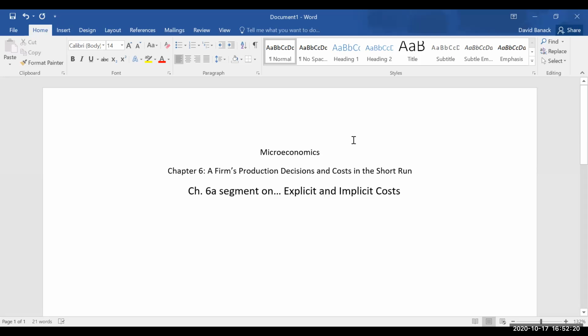Hi, everyone. Welcome to Chapter 6, which is about a firm's production decisions and their costs in the short run. So in this segment, we're going to talk about different types of firms briefly, and then introduce specifically what production is and how costs arise very briefly again. And then we're going to focus mainly on explicit and implicit costs and how you measure accounting profit and how you might measure economic profit.